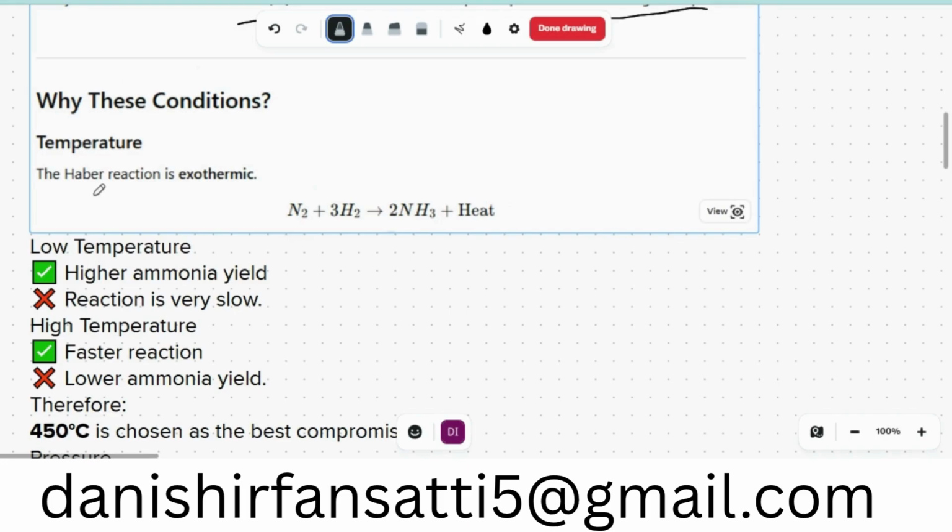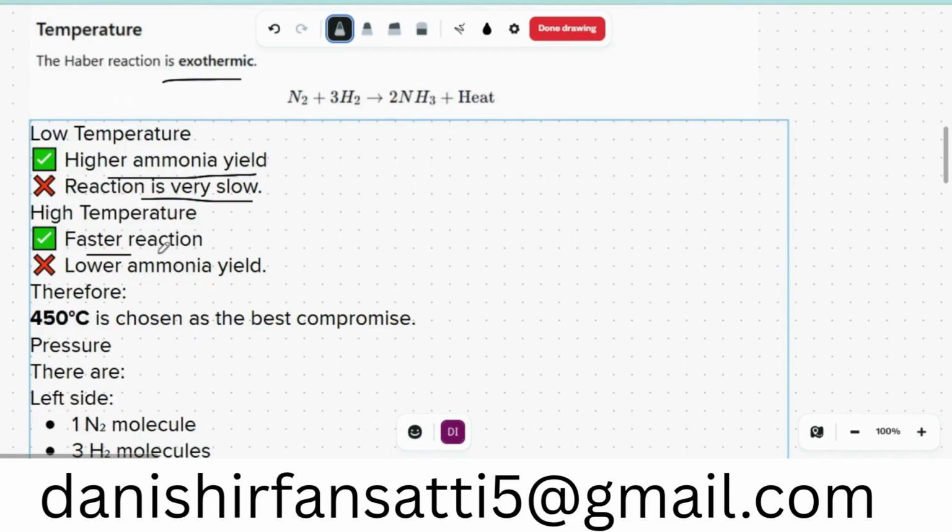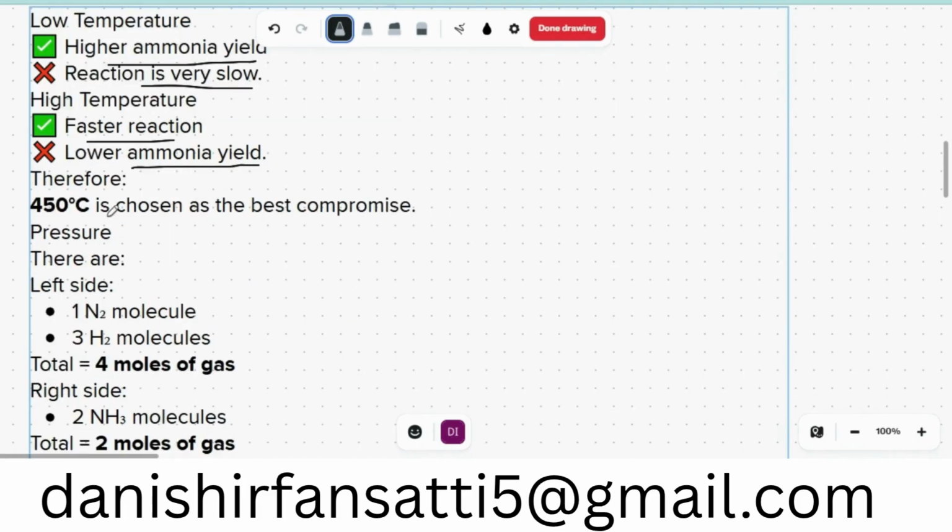Temperature: the Haber process is an exothermic reaction. So why do we use 450 Celsius? At low temperature, higher ammonia yield, but the reaction is very slow. For a faster reaction, high temperature, but lower ammonia yield. Therefore, 450 Celsius is chosen as the best compromise. Above that, the reaction is faster, but ammonia yield is very low. Below that, ammonia yield is high, but the reaction is very slow. So we need a moderate reaction and a good yield.